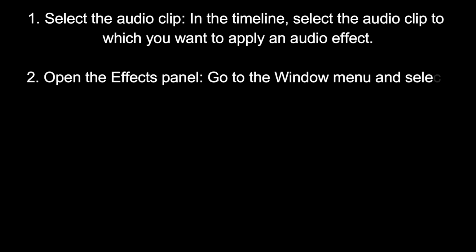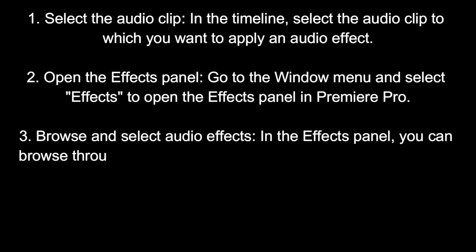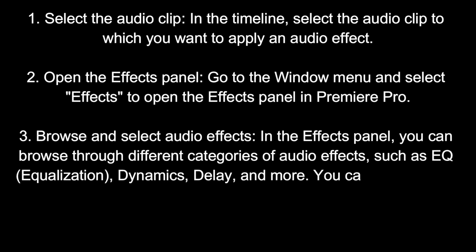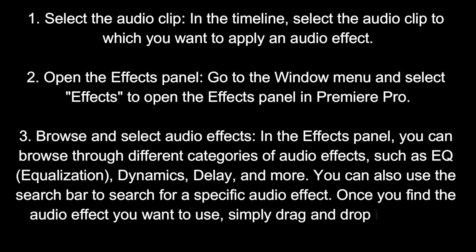2. Open the Effects panel. Go to the Window menu and select Effects to open the Effects panel in Premiere Pro. 3. Browse and select audio effects. In the Effects panel, you can browse through different categories of audio effects, such as EQ, equalization, dynamics, delay, and more. You can also use the search bar to search for a specific audio effect. Once you find the audio effect you want to use, simply drag and drop it onto the audio clip in the timeline.